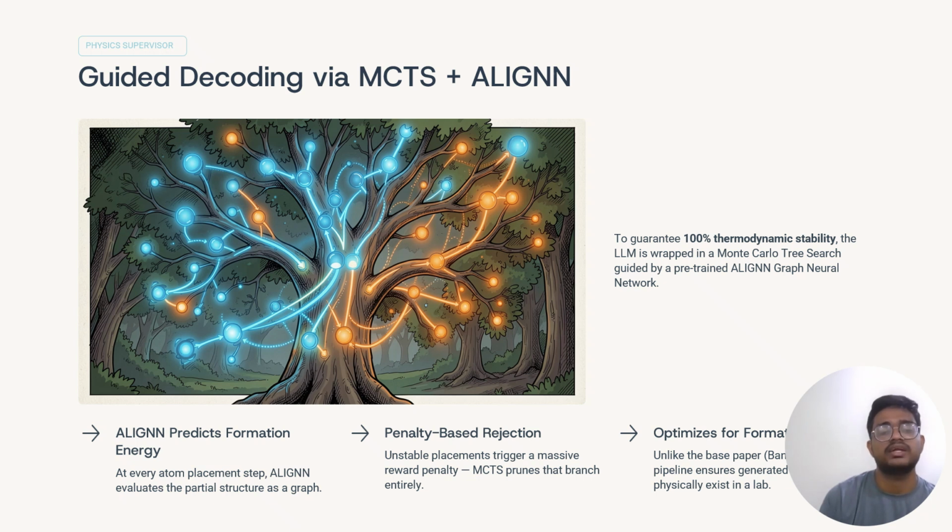This creates a feedback loop between the generation and the physical evaluation. The language model acts as creative generator. ALIGNN acts as physical expert. MCTS acts as decision-making engine. Together, they ensure the generation is guided toward physically realistic materials. This is a major improvement over unconstrained generation approaches.